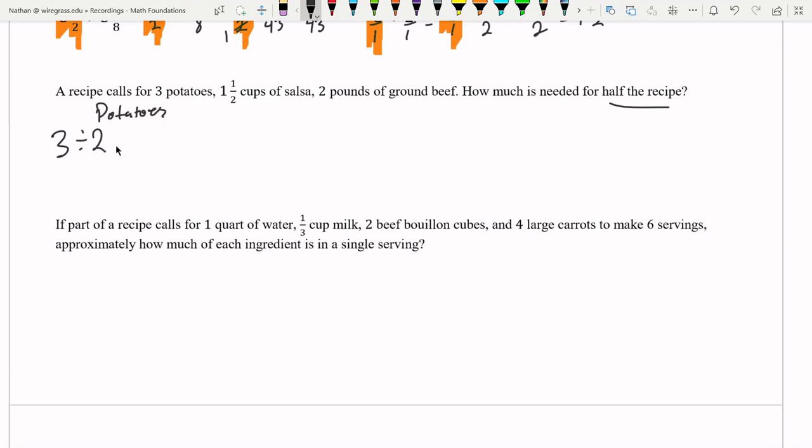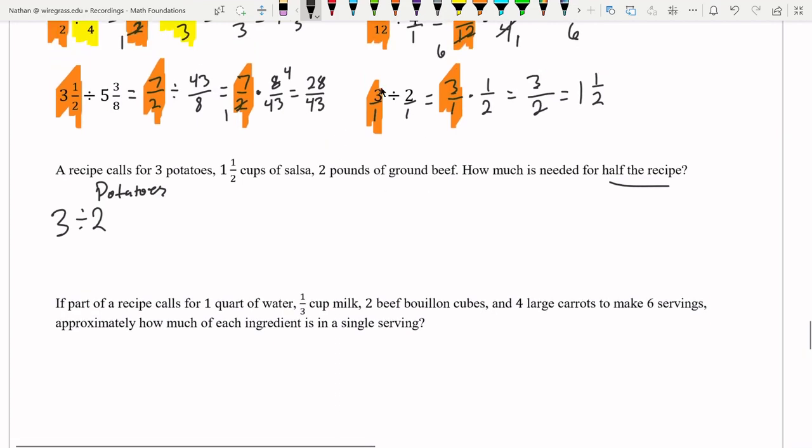And then this is the same thing. We actually just saw it up here, right? 3 divided by 2 was 1.5. Same exact process. 1.5 potatoes.